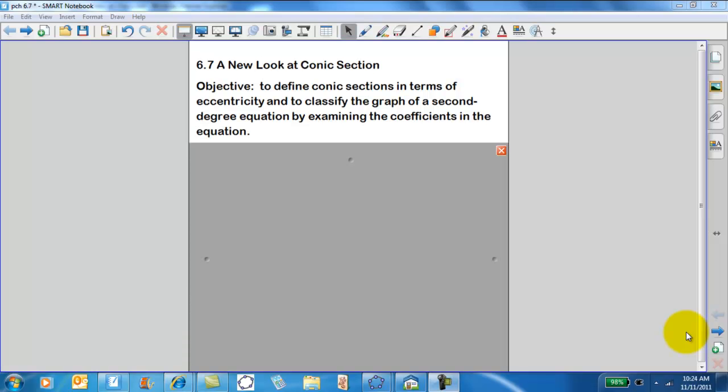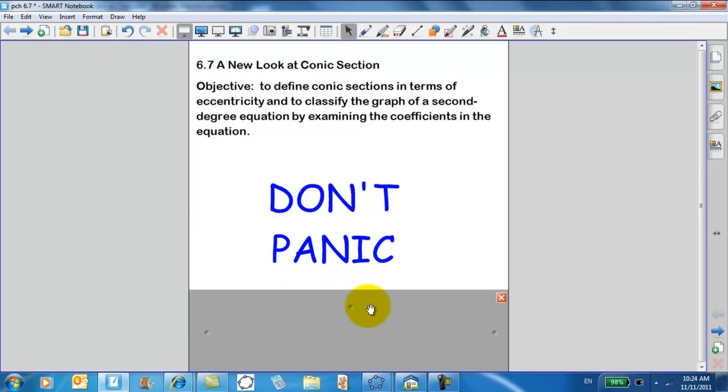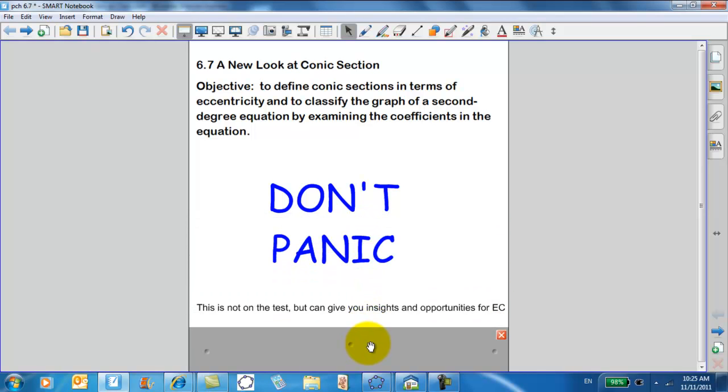Hello, pre-calc students. Here's 6.7, a new look at conic sections. The objective is to define conic sections in terms of eccentricity and to classify the graph of a second-degree equation by examining the coefficients in the equation. Now, let's make one thing clear. Don't panic. This is not on the test, but it can give you insights and opportunities for extra credit.